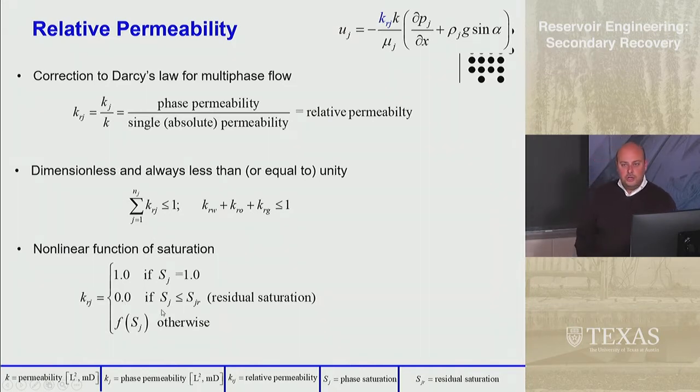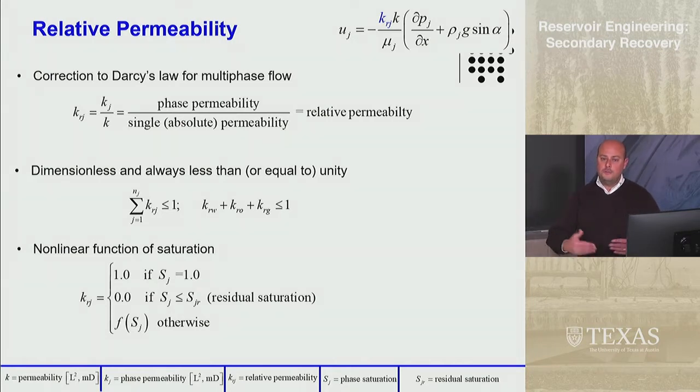If the saturation is below the residual saturation, so if SW is less than SWR, then that goes back to the comment I just made on the previous slide, that water is not moving. So if the residual water saturation is 20% and the water saturation is 19%, then that water is not moving at all. That means the velocity of the water, U sub J, should be equal to 0. And what that means is that the relative permeability of that phase is 0.